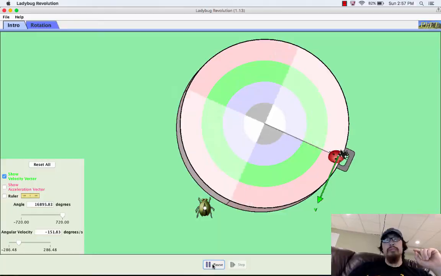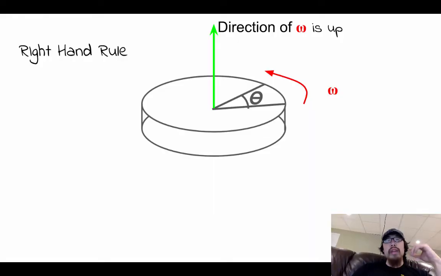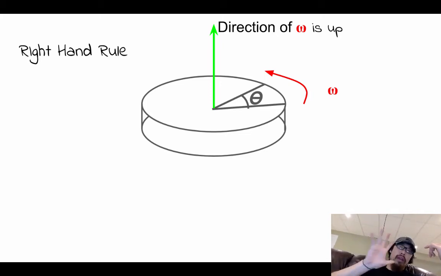Now let's go back to the PowerPoint. When we are describing the direction of the angular velocity, we have a very special rule. It's called the right hand rule. So you're going to need to use your right hand.